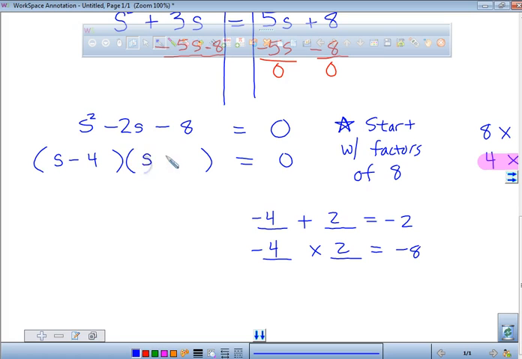Then s plus 2. Now, we have to figure out what number, when plugged in there, makes it equal to 0, and what number, when plugged in right there, equals 0. So I get two answers. One of my answers is the number 4, and the other answer is negative 2. So if I was going to write my answers in a solution set, I would write negative 2, comma 4.